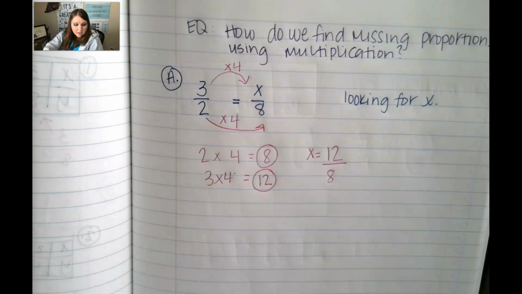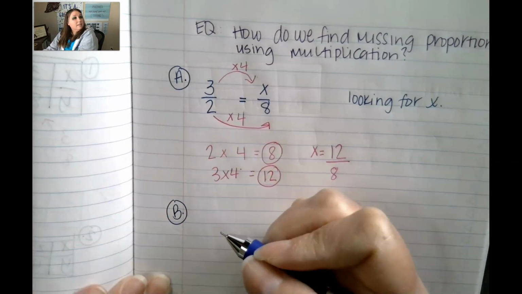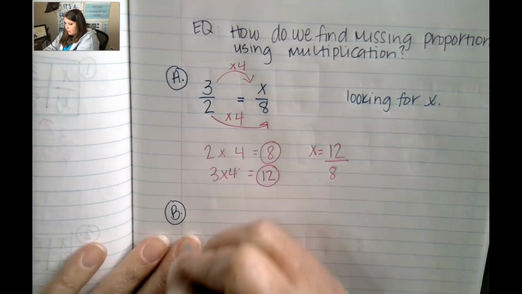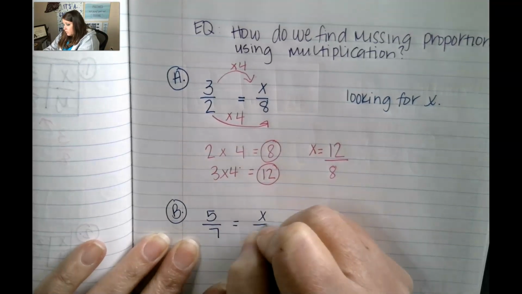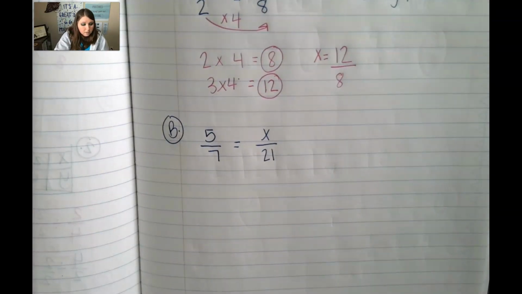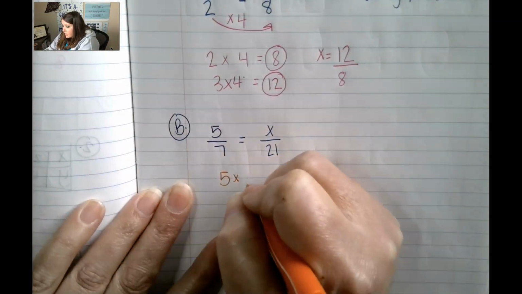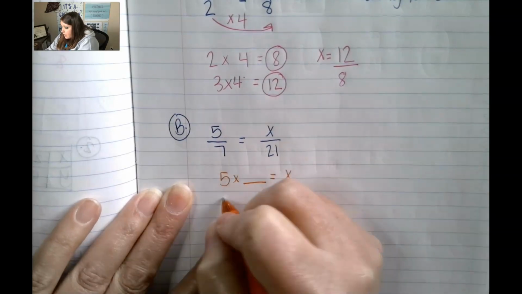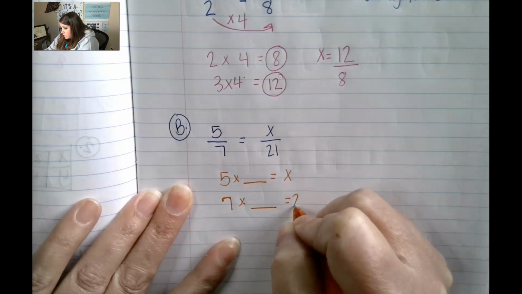Okay, let's try another example. Example B. Example B says that we have 5 over 7, and again we're solving for x over 21. So we're going to use the same strategy. How do we get from 5 times something is going to equal x, and we have 7 times something equals 21.